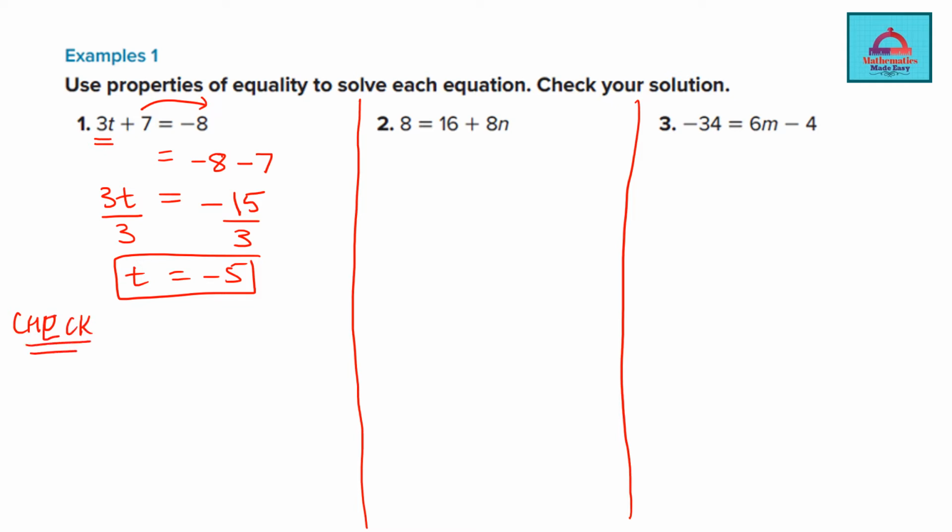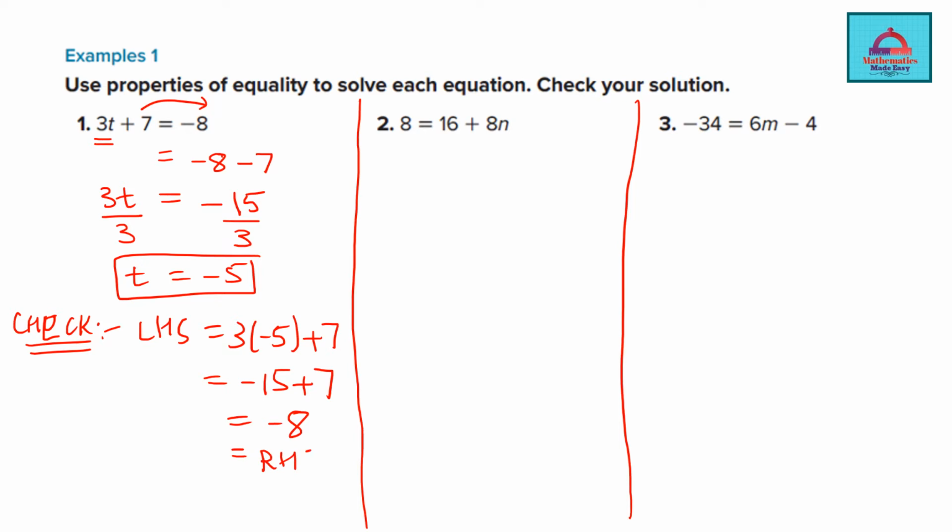You can also check your answer by substituting back in the equation. So let's check. Put it here on the left hand side. 3 times minus 5 plus 7. So this is minus 15 plus 7, which is minus 8, which is equal to the right hand side. Both sides are equal. Therefore, your answer is correct.